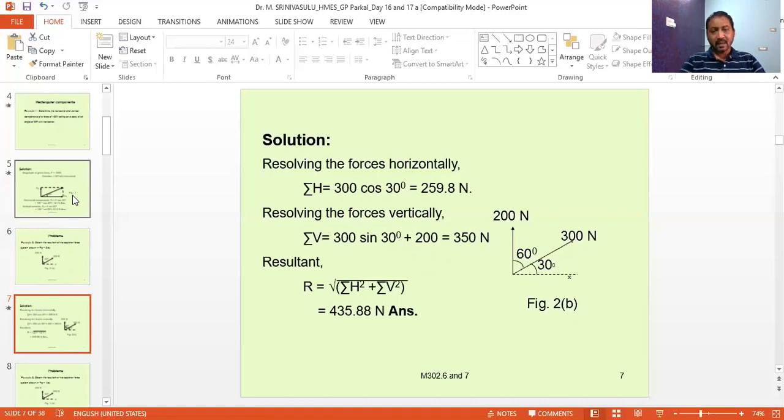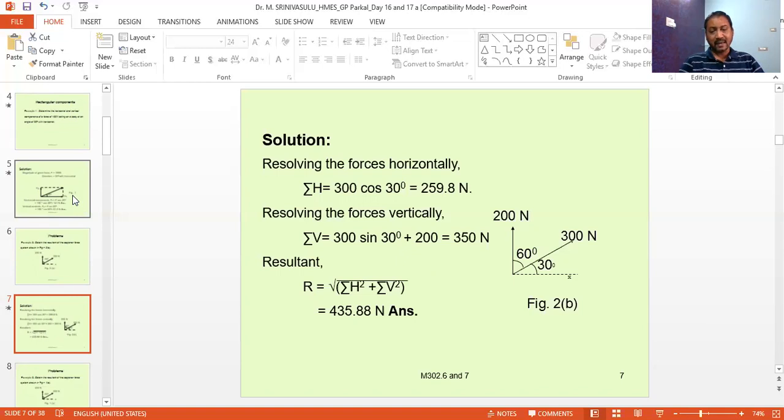So first, resolving the forces horizontally, sigma h is equal to... Here the given forces are one vertical force, and the second force is making an angle of 60 degrees with vertical, but we need only the angle with horizontal. So we have to find out the angle made by the force with horizontal.